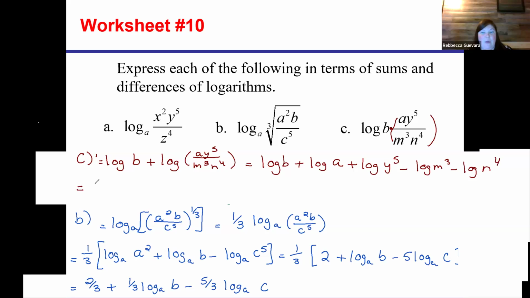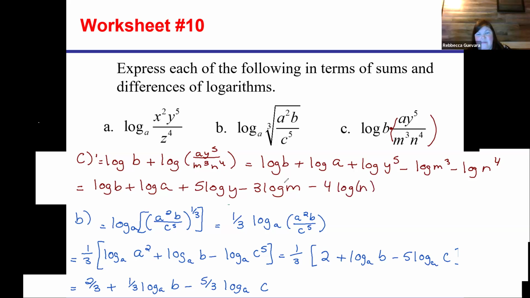Now we just pull out the powers. We're going to have log of b plus log of a plus 5 log of y minus 3 log of m minus 4 log of n. So that would be the expanded form of c.